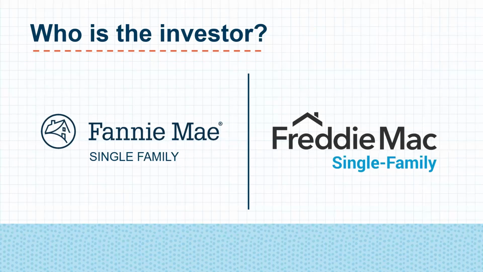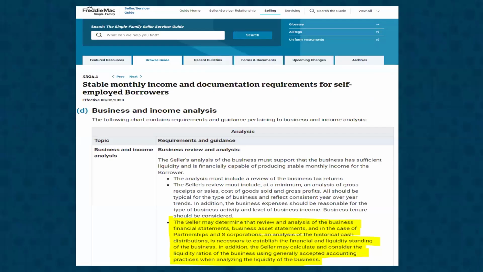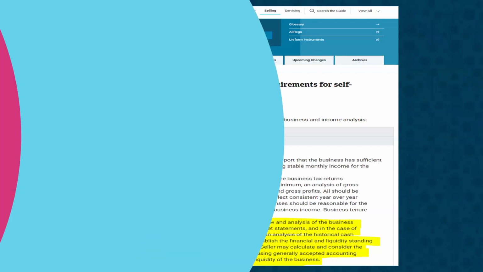When it comes to reviewing K-1s, the steps we will take are dependent on who our ultimate investor is. Will the loan be delivered to Fannie Mae or Freddie Mac? Because it may make a difference. A lot of folks are under the impression that when it comes to Freddie Mac, you get a pass when it comes to proving business liquidity. However, in Freddie's Selling Guide, Section 5304.1D, Business and Income Analysis, it indicates this is up to the lender's discretion, and the lender may determine additional review and analysis is required. So check with your investor and consult with your internal management on how they would like for you to proceed.